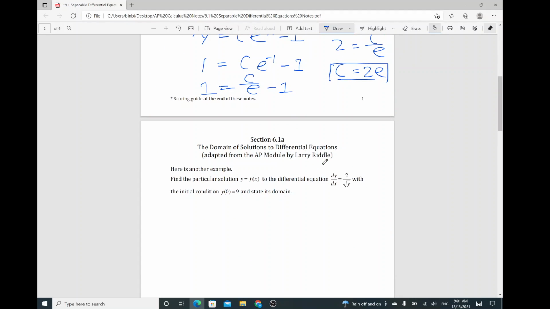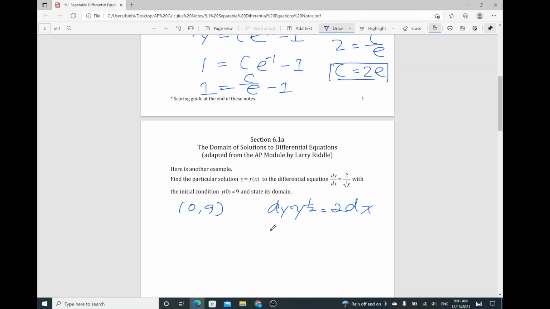Okay, now let's take a look at another one, the domain of the solution to a differential equation. Here's another example. Find the particular solution to the differential equation dy over dx equals 2 over root y, and the initial condition is 0, 9. Start off with cross multiplying, so dy times y to the power of 1/2 equals 2 times dx.